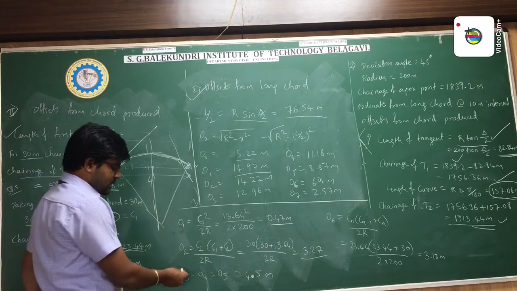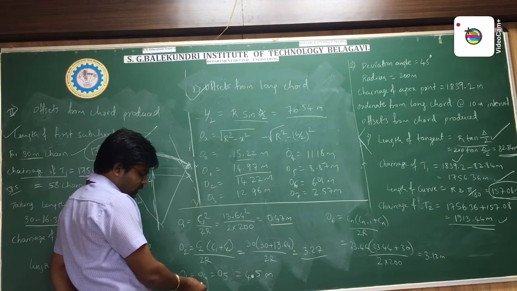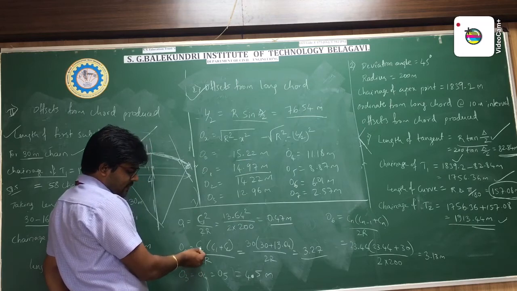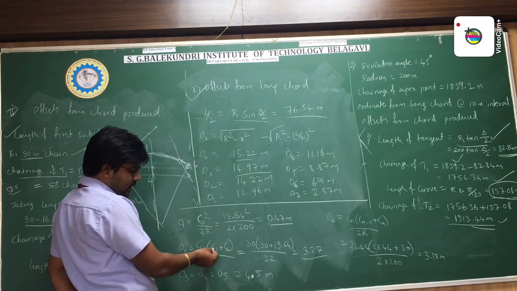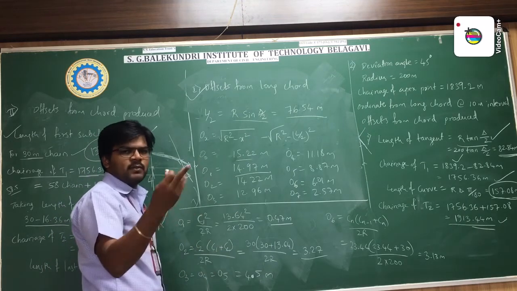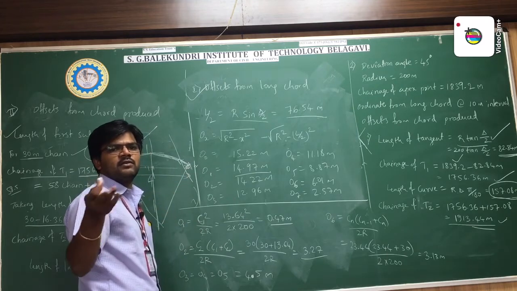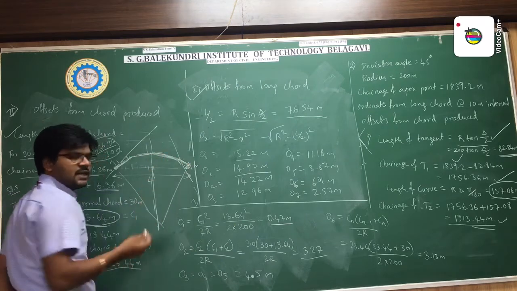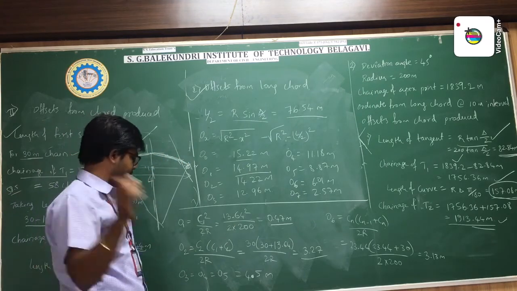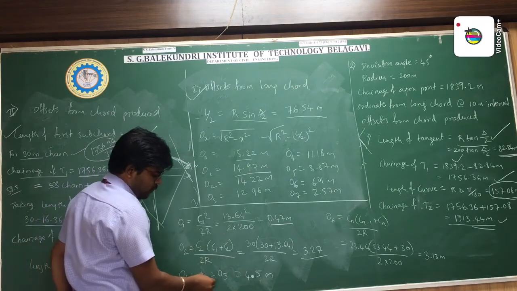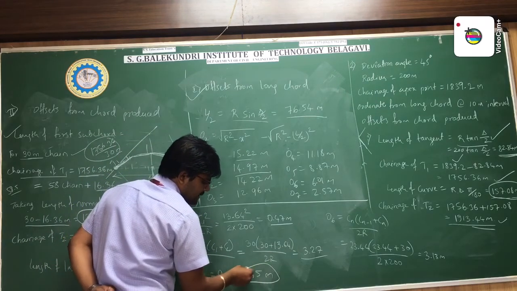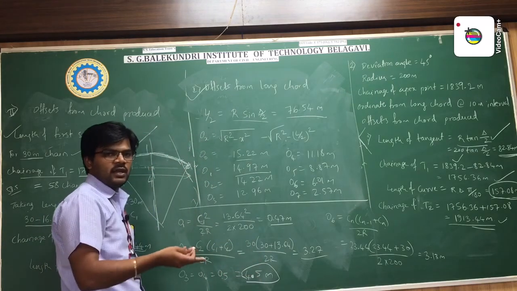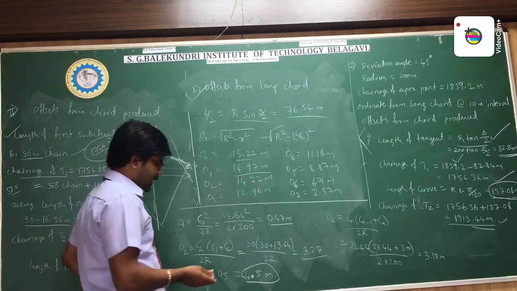Okay, like that. Next, O3. Here it will be C3 divided by 2R into C2 plus C3. The lengths of C2, C3, C4, C5 will be the same, because the chord length assumed is the same here: 30 meter, 30 meter, 30 meter. Hence, O3, O4, O5 have the same length, same substitution and same answer.